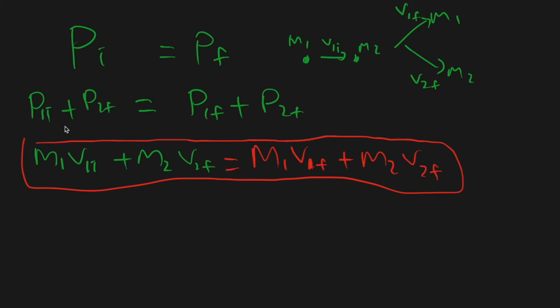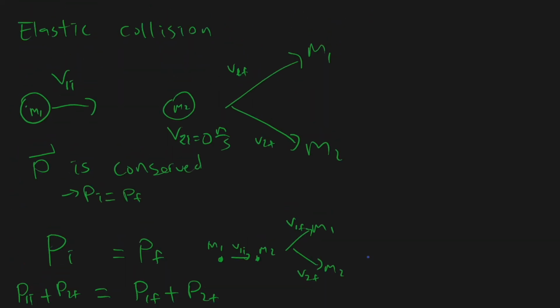In our case, we say m2 is initially at rest. So what we can say is that m1 v1i, with the m2 term being 0, is equal to m1 v1f plus m2 v2f. Having this equation, you can solve different problems. And now I will talk about inelastic collision.